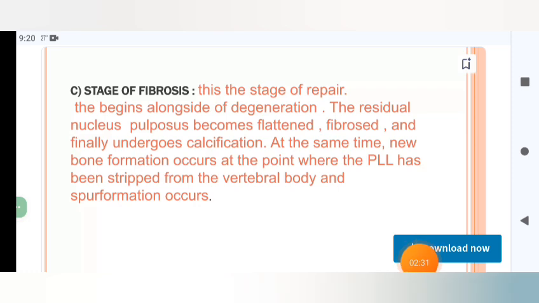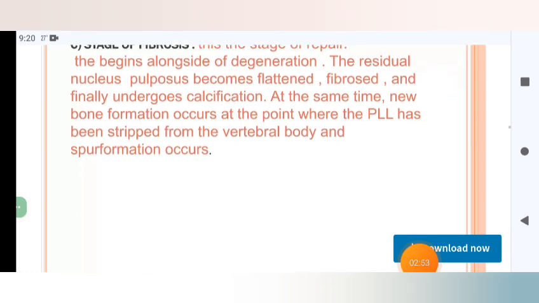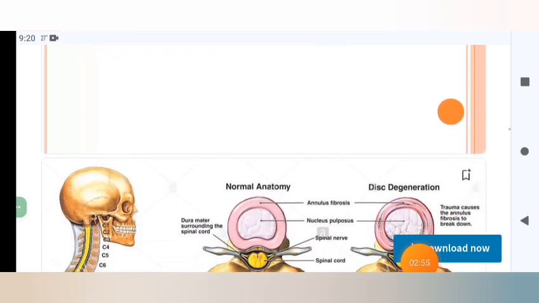The third one is the stage of fibrosis. In this stage, repair begins along the side of the degeneration. The residual nucleus pulposus becomes flattened, fibrosed, and finally undergoes calcification. At the same time, new bone formation occurs at the point where the PLL has been stripped from the vertebral body, and spur formation occurs.